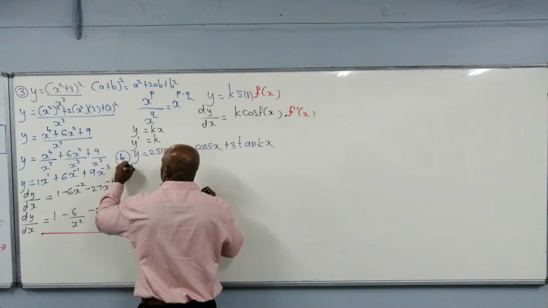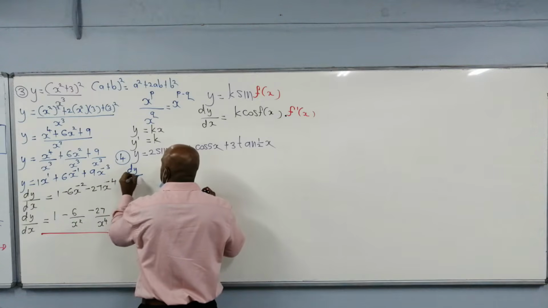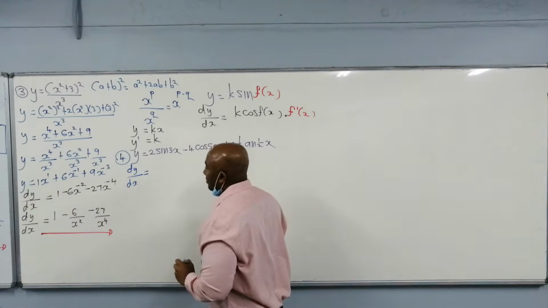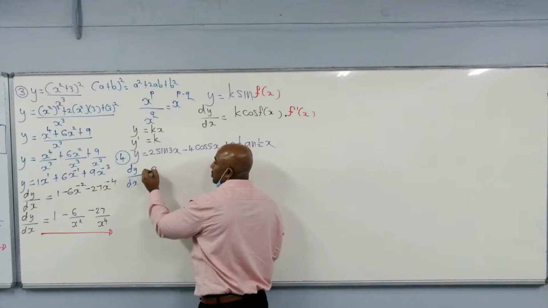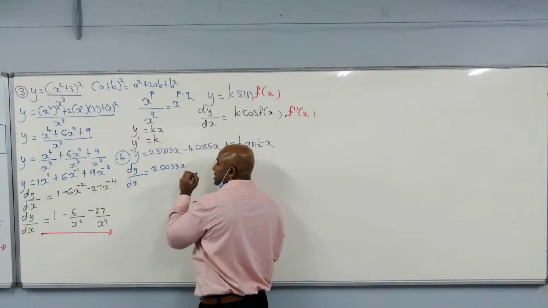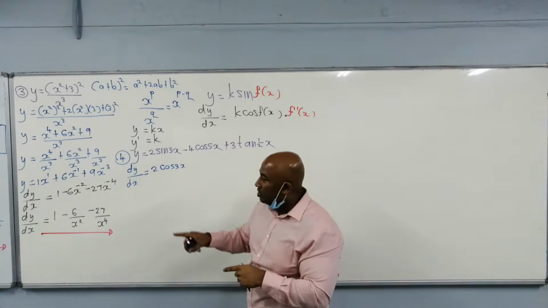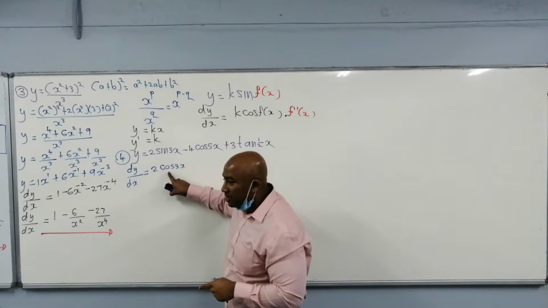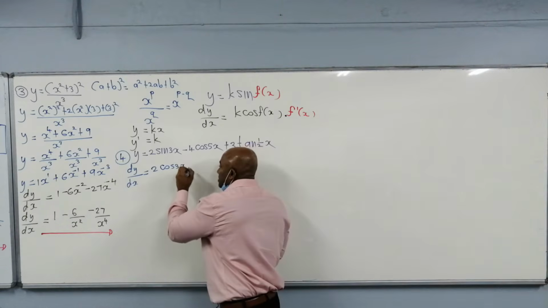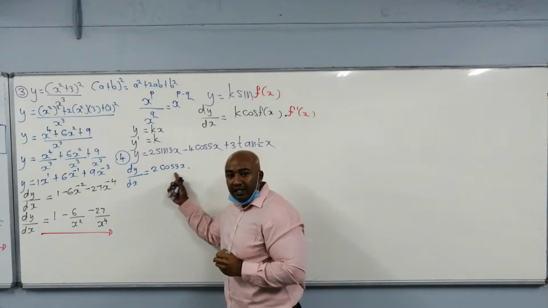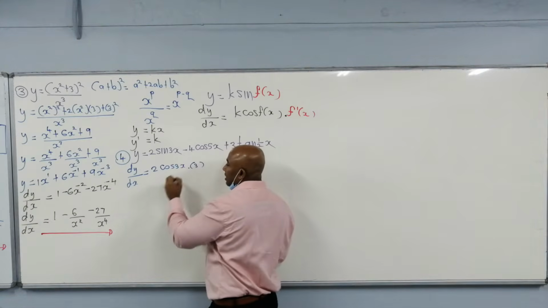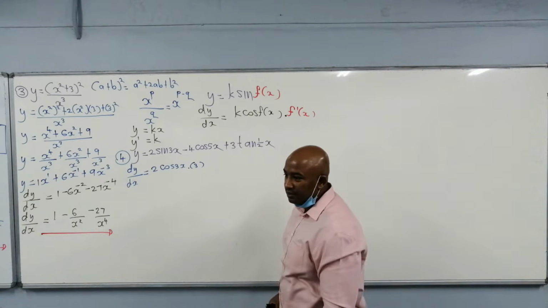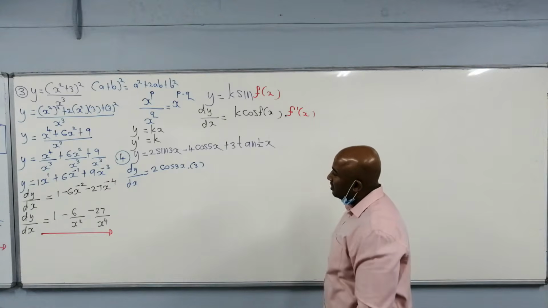So I've got dy over dx. The derivative of 2 sine 3x is going to be 2 cos of 3x. Basically, you're differentiating sine, which becomes cos, times now you're differentiating 3x. The derivative of 3x is going to be 3. That's all. Simple. That's how you apply the formula.